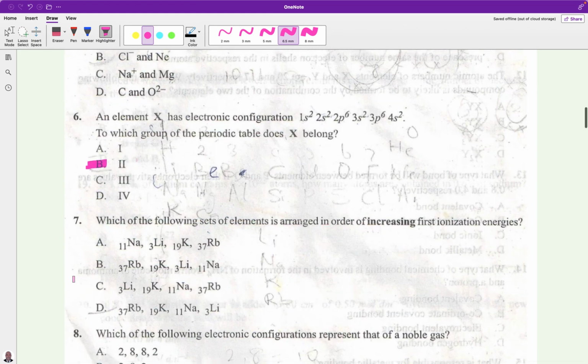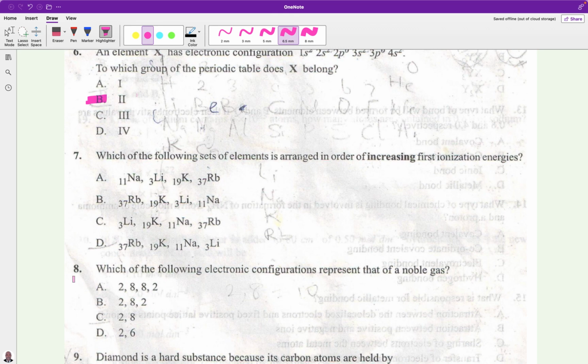Let's go to question number 7. Which of the following sets of elements is arranged in order of increasing first ionization energy? So that is, the ionization energy increases. Okay, sodium and lithium. Which one is easy to remove? First of all, what is the first ionization energy?